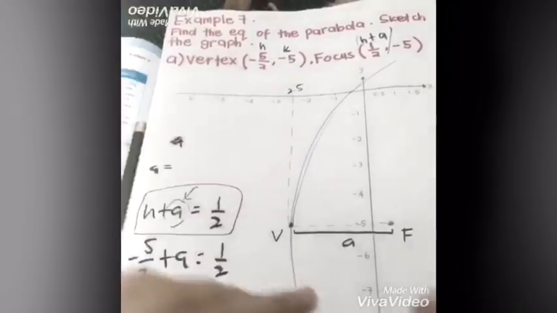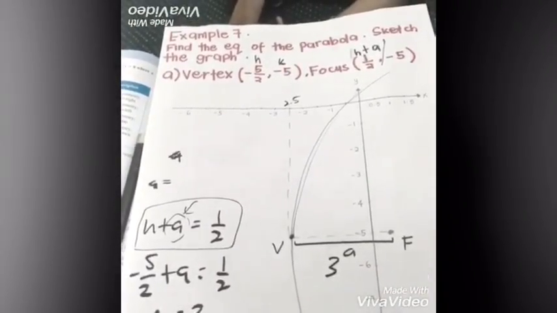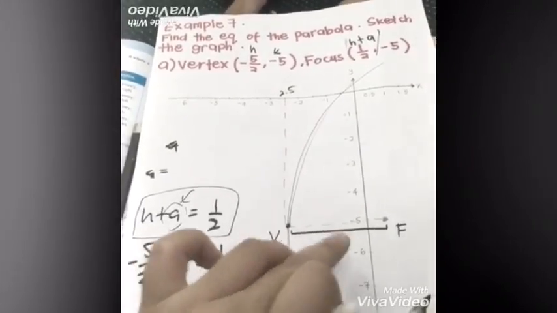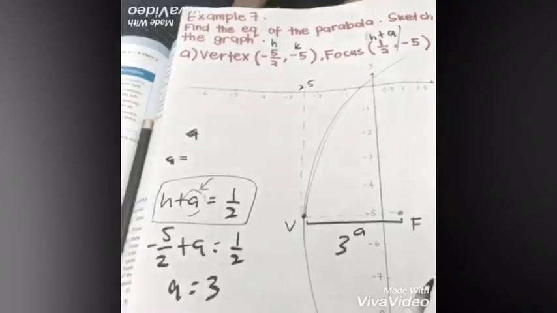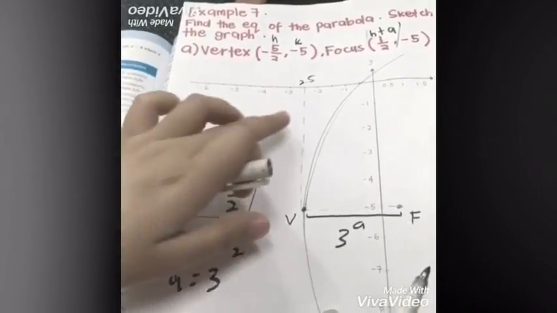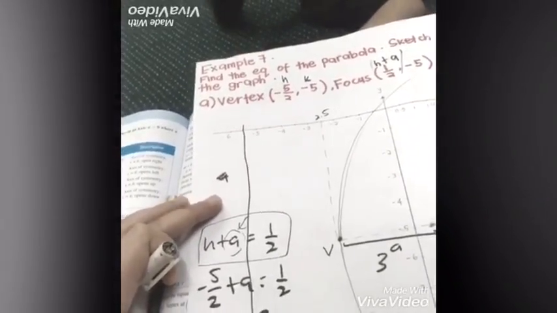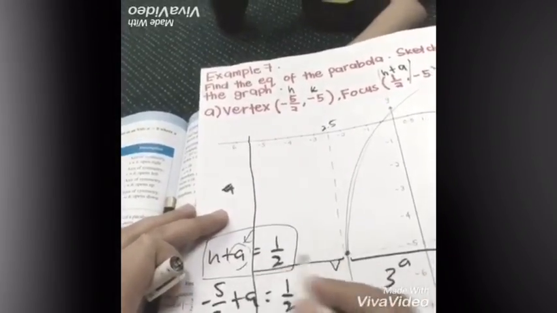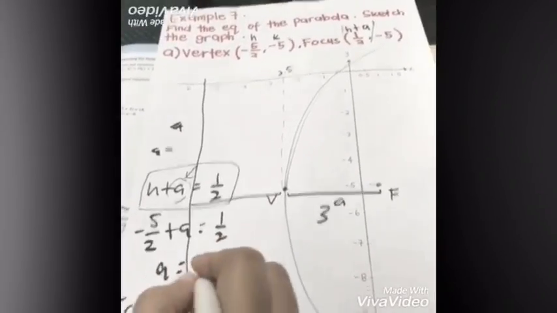is equal to 3. So now we know that the distance between here is 3, so the distance between the directrix and the vertex is also equal to 3. So just here. So now this is the directrix. So we know that this is the directrix. Okay, so here, and as we know we can now get A is equal to 3, right?